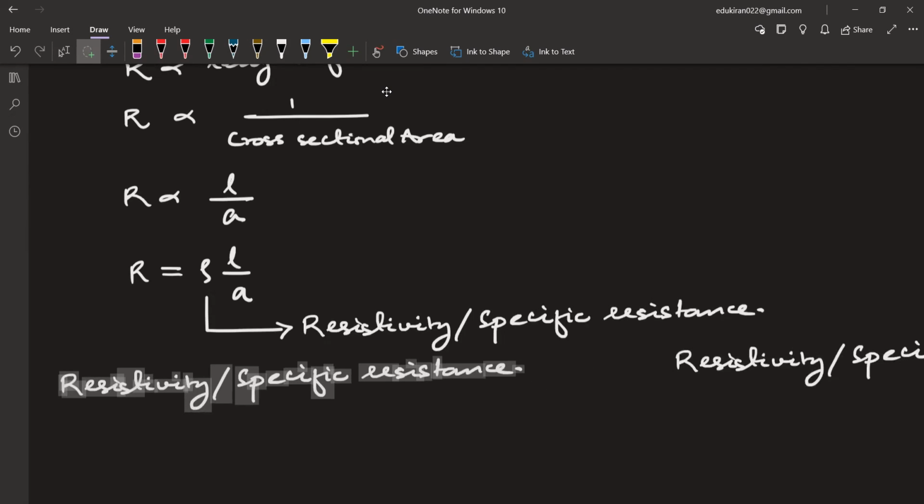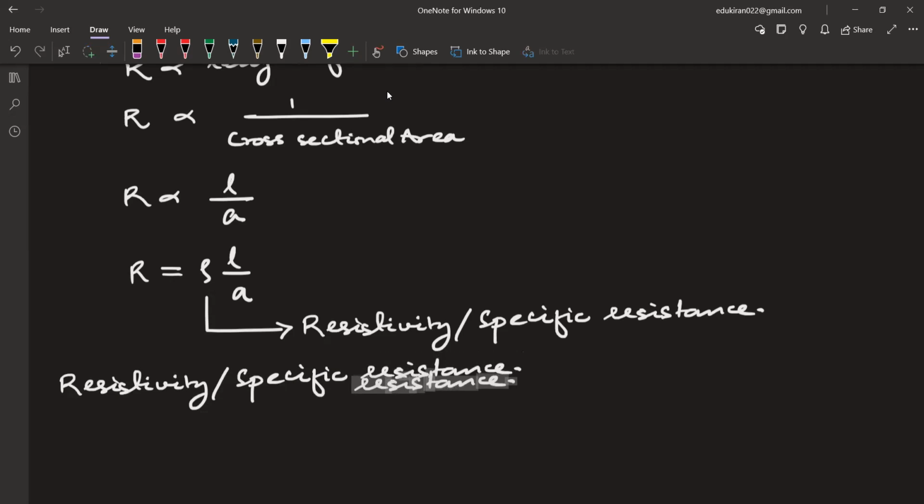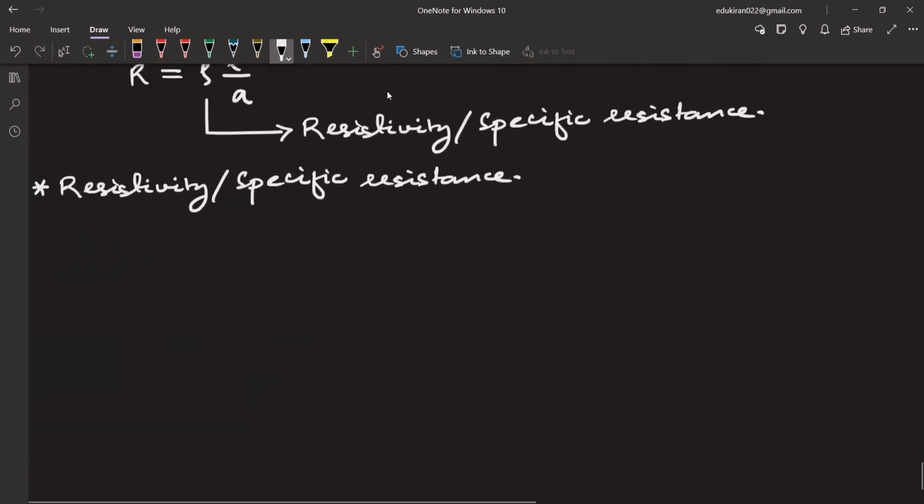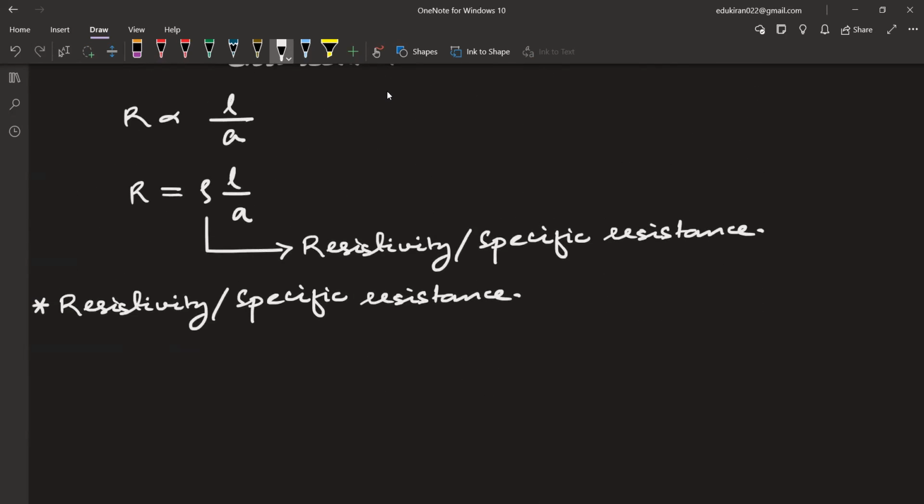Resistivity or specific resistance. Resistivity or specific resistance is a constant, and whenever you have to define a constant, there is only one way of defining each and every constant. What we are about to tell you now, please remember this.